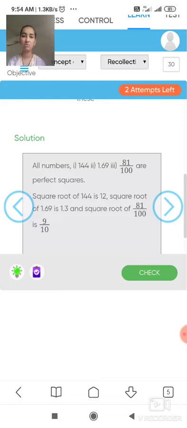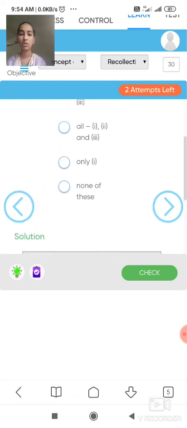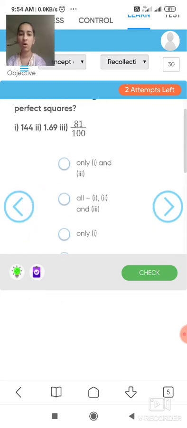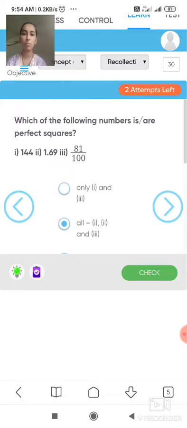And the last option, 81 upon 100, is also a square of 9 upon 10. So all three options, that means the first, second, third, all are perfect squares.